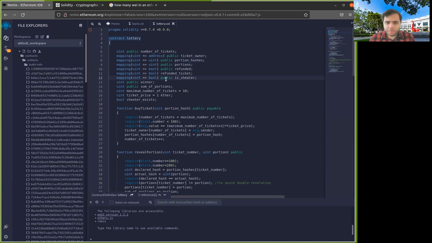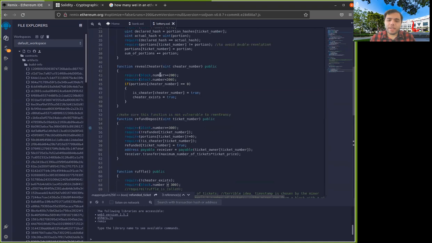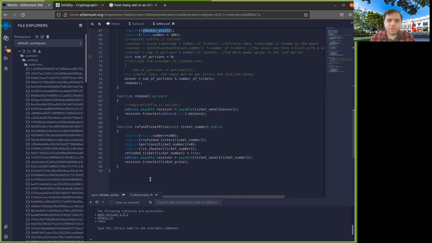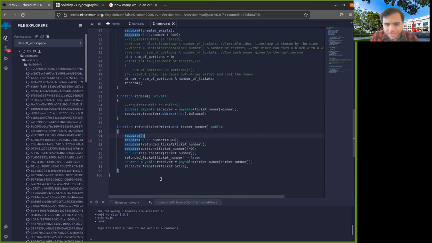So for example, the is cheater is not really needed because we can always find that information just looking at portions. And actually, the only thing that we need here for reveal cheater is to make sure that our contract figures out that a cheater exists, because the behavior is different. If a cheater does not exist, we will just do the raffle, but if it does exist, we will refund the ticket price. And of course, I forgot to write that one. So we have to require that a cheater exists. Otherwise, we don't want to refund the ticket prices, of course.